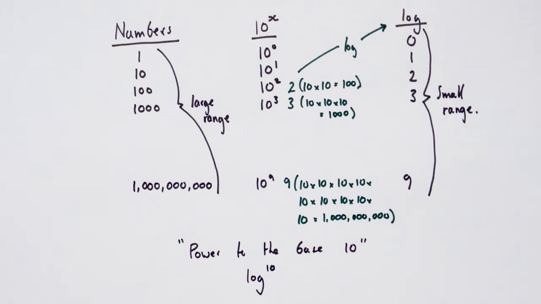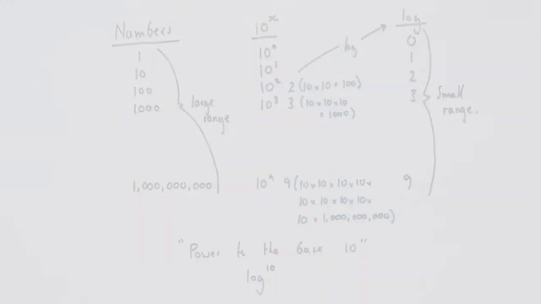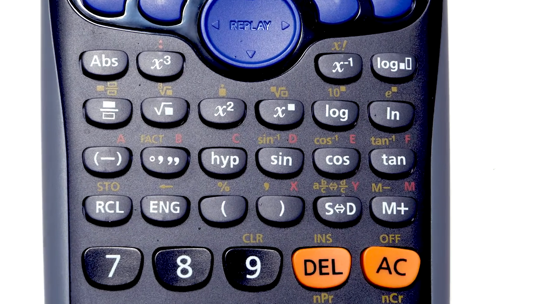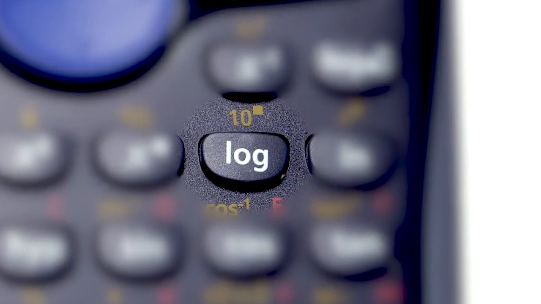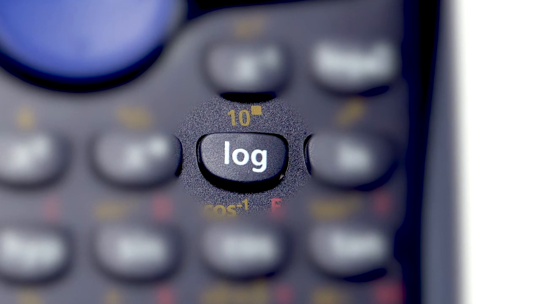In engineering, we usually use logs to the base 10, and this is often called the common logarithm. It's what's assumed by the log button on your calculator. So here, on a scientific calculator, you'll see the log button, and above it, the same power to the base 10 I showed in the last section of this video. So let's look at some examples.